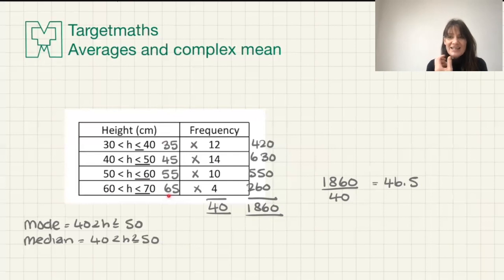So when you read that estimated mean, don't be thinking significant figures. Don't be thinking you've got to guess. There is a step-by-step method we have to stick to, and that is what we've just seen here.